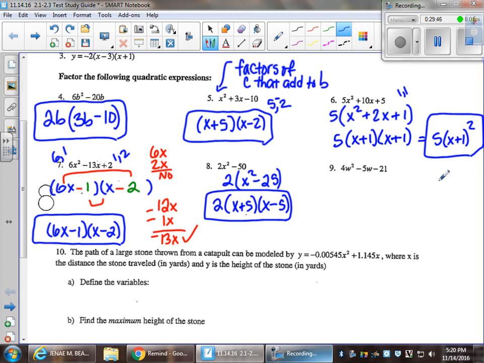So I'll set up my diamond over here. A times B goes up here. That would be negative 84. And, I'm sorry, A times C. I hope I said A times C. A times C, 4 times negative 21, goes up here. B goes down here. So your job is to find factors of negative 84 that add to negative 5. So pause here and find those factors. 2 numbers that multiply to a negative 84 and add to a negative 5.